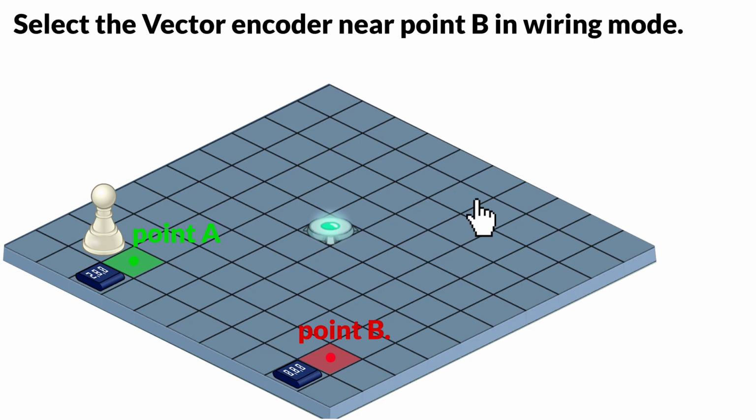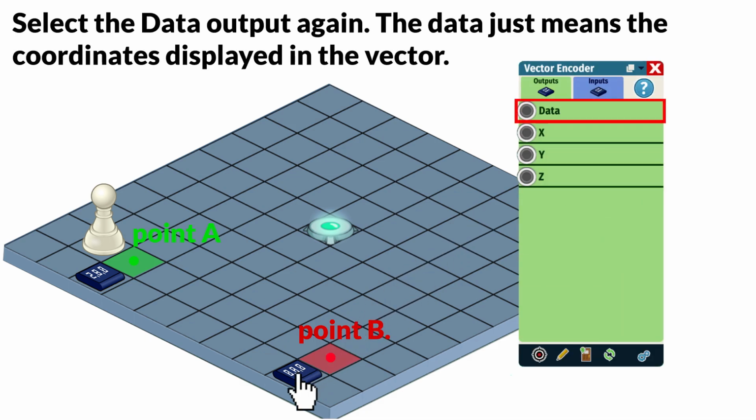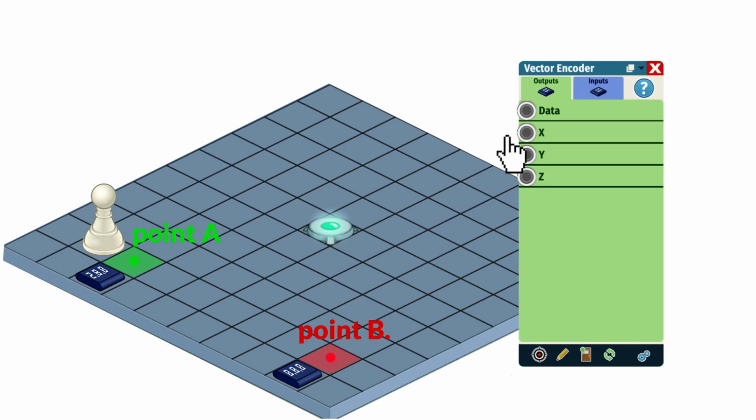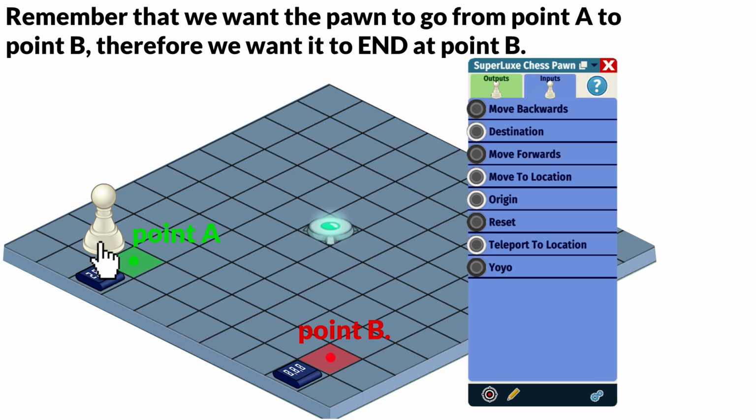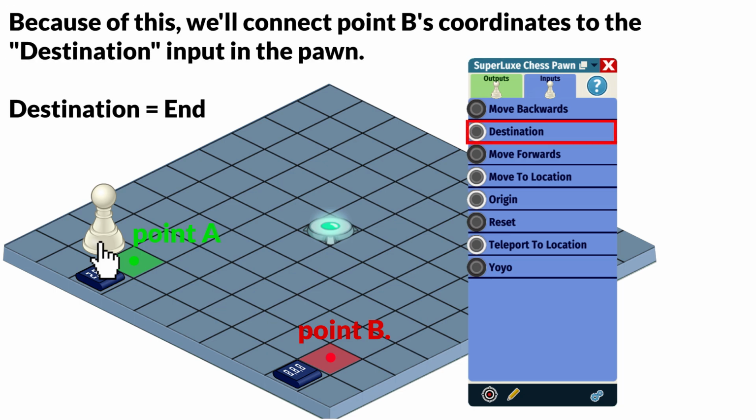Select the vector encoder near point B in wiring mode. Select the data output again. The data just means the coordinates displayed in the vector. Connect it to the regular pawn. Remember that we want the pawn to go from point A to point B. Therefore, we want it to end at point B. Because of this, we'll connect point B coordinates to the destination input in the pawn.